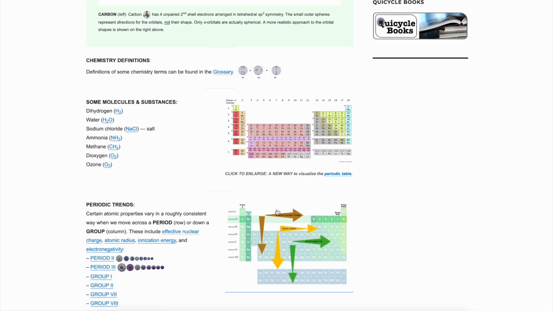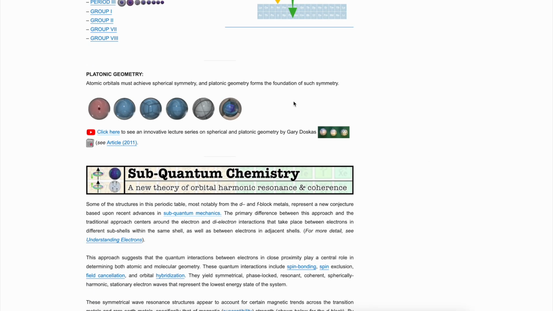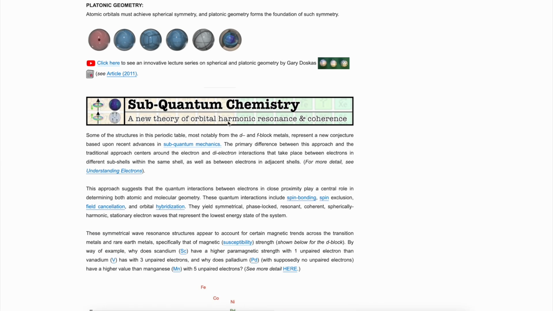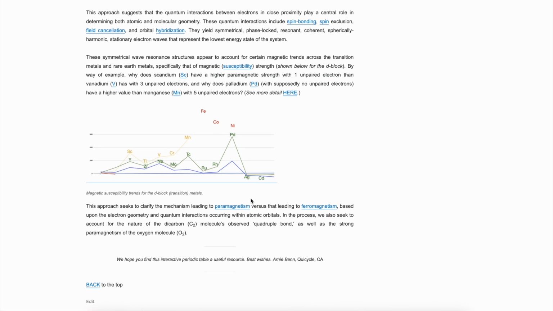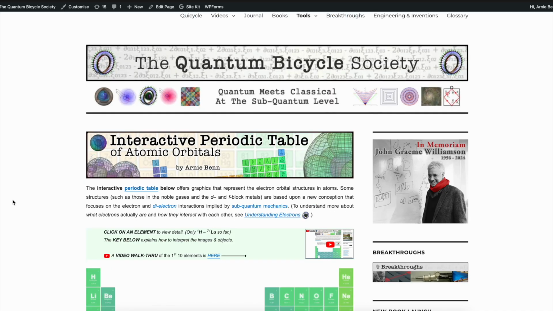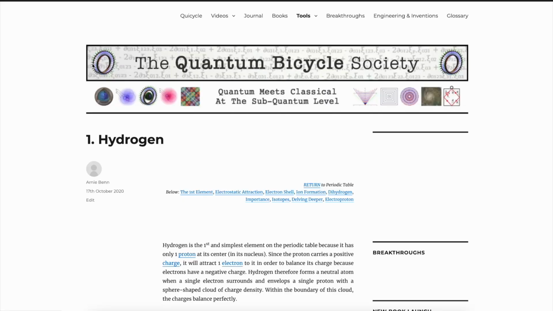Further down, there are some links to some molecules, some periodic trends about how various properties change predictably across the periodic table, and some more information about geometry and some related concepts that we delve into about magnetism, etc. So you can look at those things at your leisure. For now, let's jump into the first element, hydrogen.